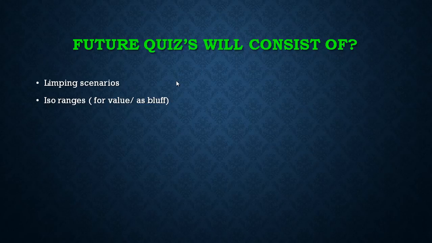ISO ranges for value and as bluffs. ISOing, isolations. What does that mean? It means when your opponent limps, what do you do? Are you only raising with value? Are you raising as only bluffs? Are you doing both? And if you're doing both, what hands are you considering value? What hands do you consider as bluffs? These are very important. You don't want to be raising hands that aren't considered value and aren't considered bluffs. Once again, you're going to be merging your ranges, and that's not going to be a good idea. So I think you really want to get a grasp on that, and we'll go into that as well.